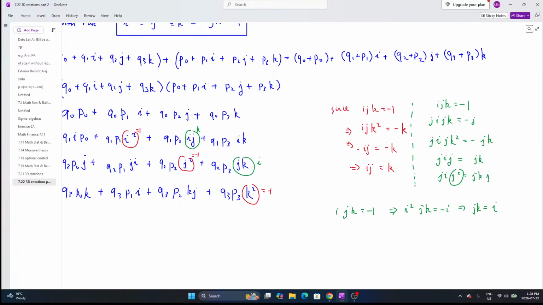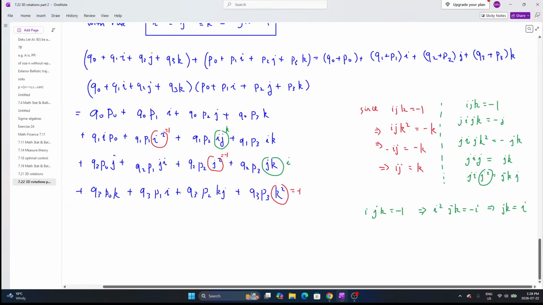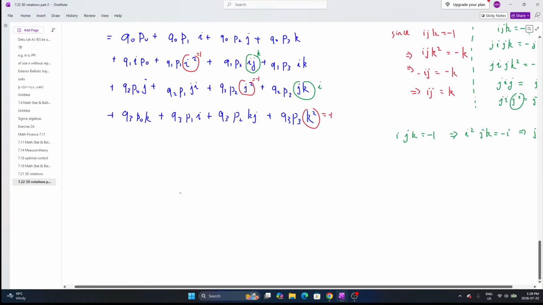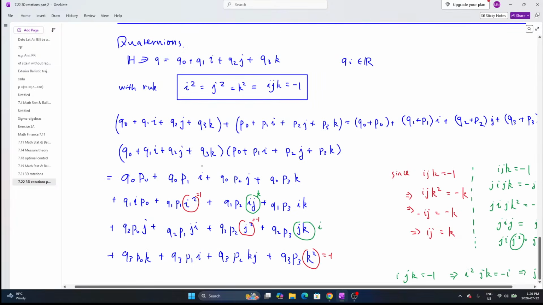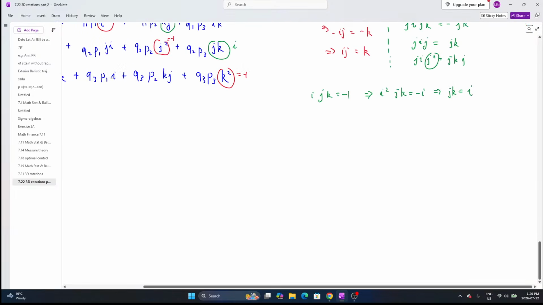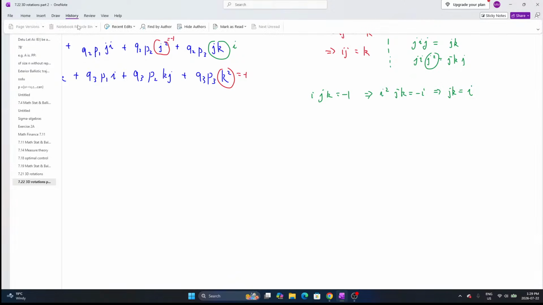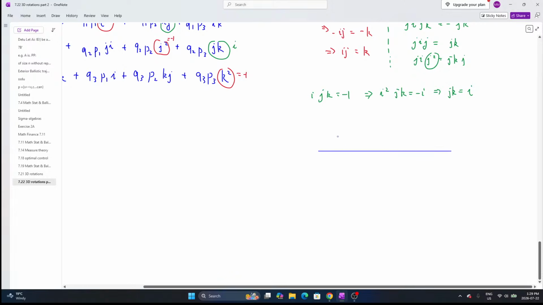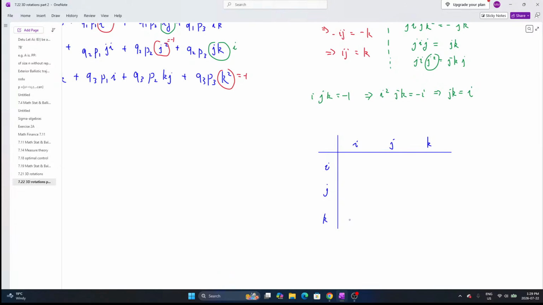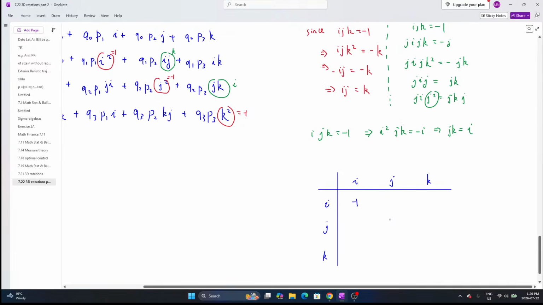So hold on a second. What is ik? Basically, we need this table. We need a table to encode all the quaternion units, if you can call it that way. So we need a table, i, j, k, and it gives us all the results. How do we get that? The diagonals are obviously all minus ones.